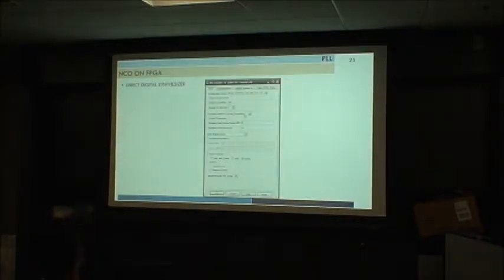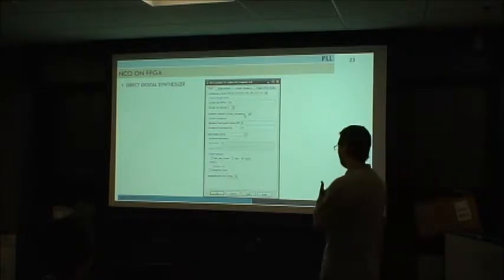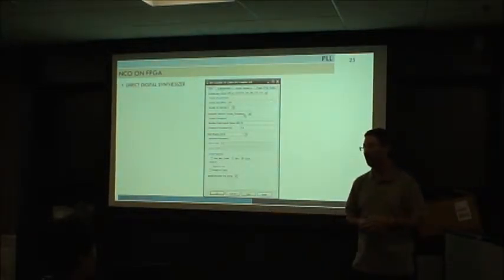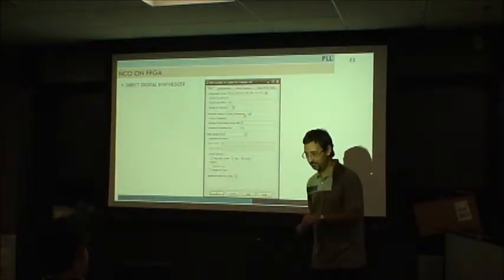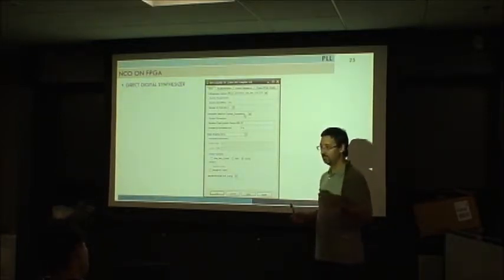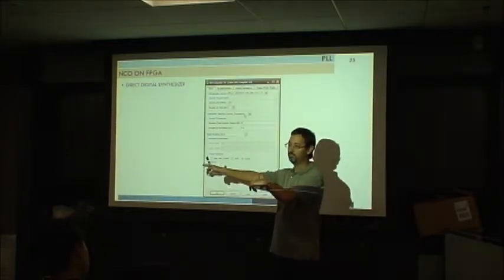So all of this that I show you is just to tell you that there is a block in MATLAB that you just place there and configure, and you are done. So you don't have to do all this stuff. But in order to configure this block, you have to understand what I tell you.